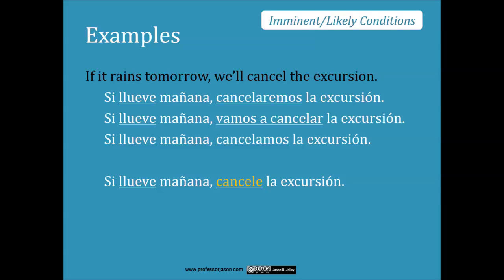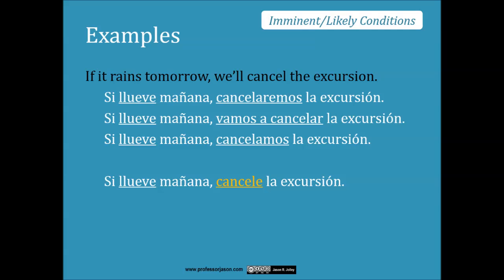Let's look at this example. If it rains tomorrow, we'll cancel the excursion. An imminent condition. Si llueve mañana, cancelaremos la excursión. That's future tense. Si llueve mañana, vamos a cancelar la excursión. That's that periphrastic future. Probably less common in this kind of construction. And then very common is the third option, right? Using the present to refer to the future. Si llueve mañana, cancelamos la excursión.